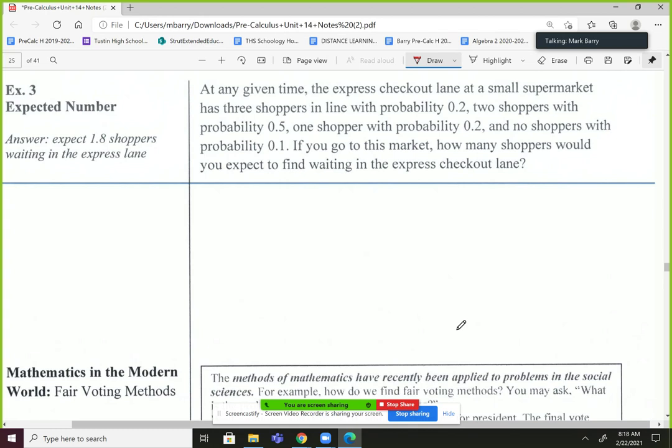Okay, so this is not dealing with money, but it's still the same application here, right? For our expectation of how many shoppers there are, we take each individual probability and multiply it by how many shoppers there are. So the probability that there are 3 shoppers is 0.2. The probability that there are 2 shoppers is 0.5. The probability that there is 1 shopper is 0.2. And the probability that there are 0 shoppers is 0.1.